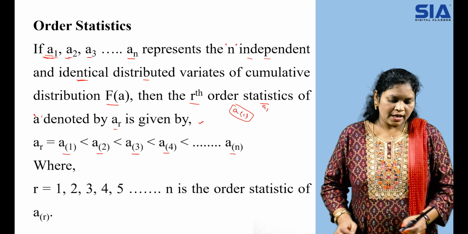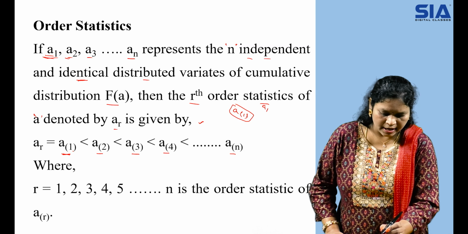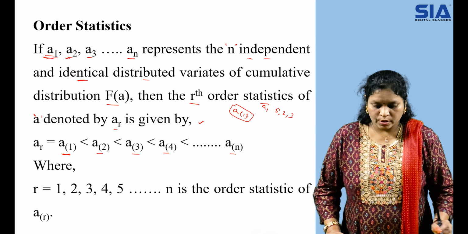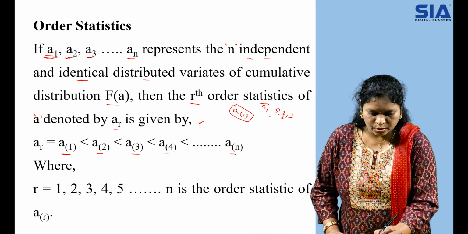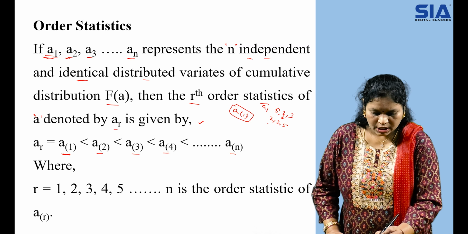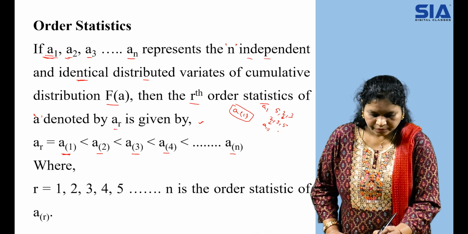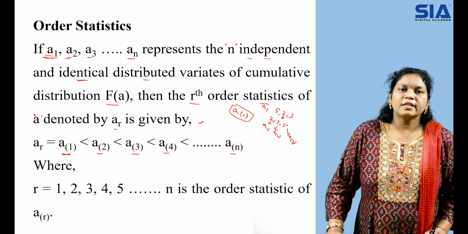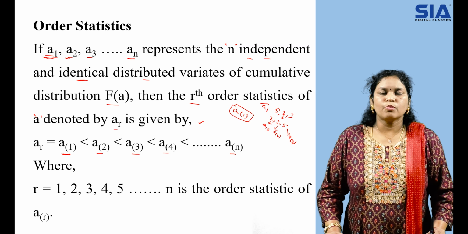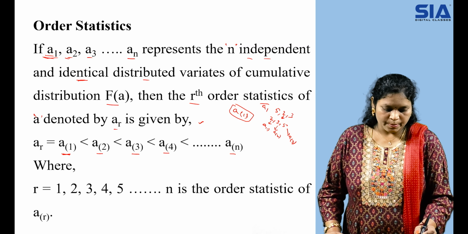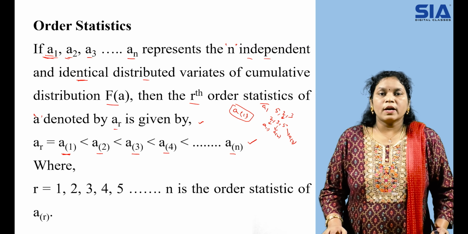So here A1 becomes the lowest value. Let us take the values 5, 2, 3 that I have considered. What is the lowest value here? The least value is 2, right? So 2, 3, 5 becomes the order statistics for us. That is, 2 becomes A1, then 3 becomes A2, then 5 becomes A3, like that. So order statistics means arranging in ascending, increasing order. The least value becomes the first order value. So A1, A2, and so on up to An that I have considered is your order statistics.